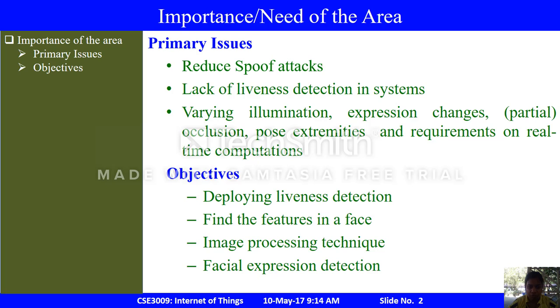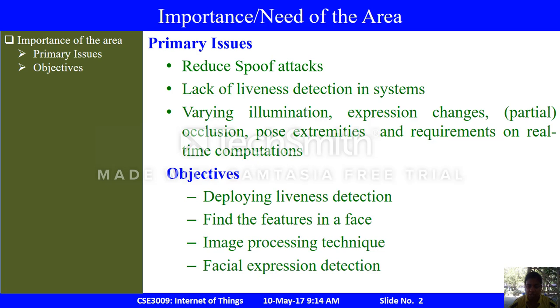And the main objective of this project is to deploy liveliness detection. Not just detecting a person's face, it has to detect the liveliness. It has to check whether the person's face is real or not, or whether it's a photograph, and find a feature in a face. When it comes to liveliness detection, the features in a face play a very key, important role.